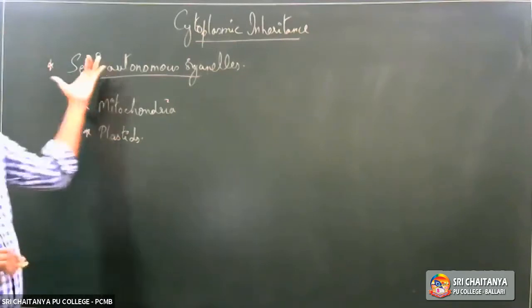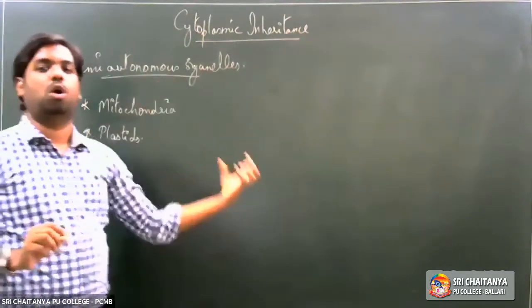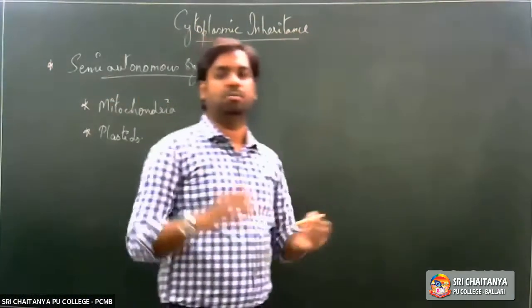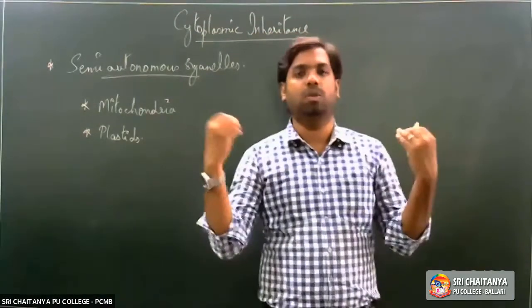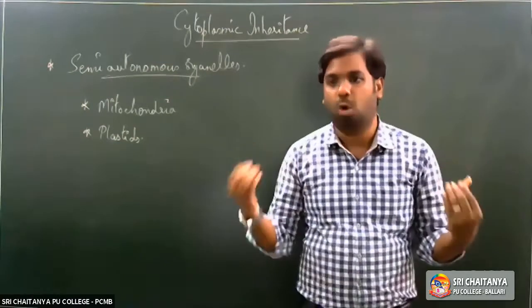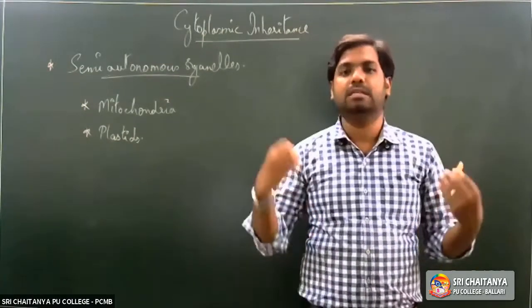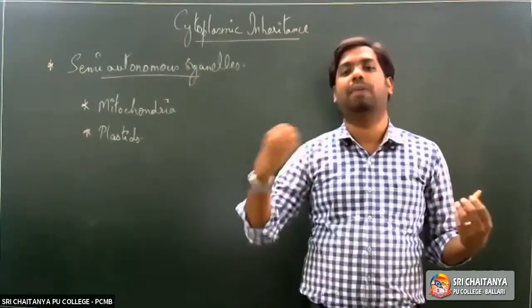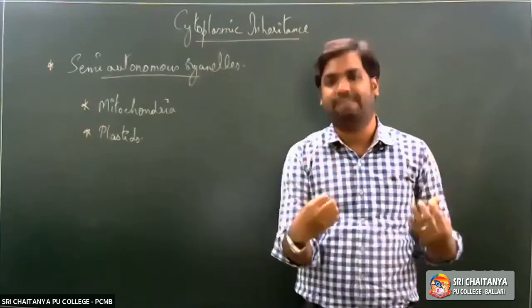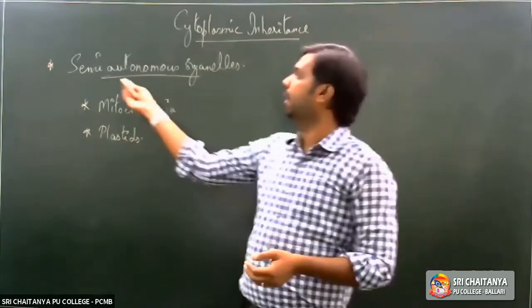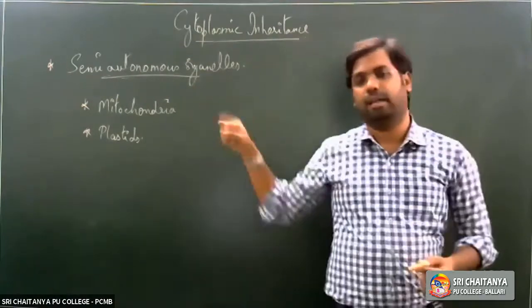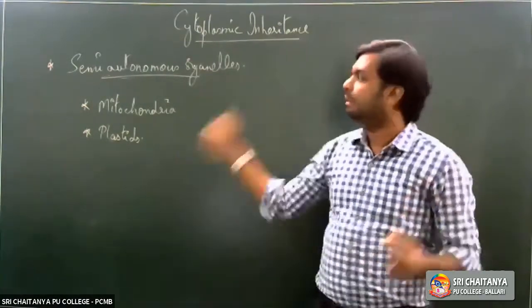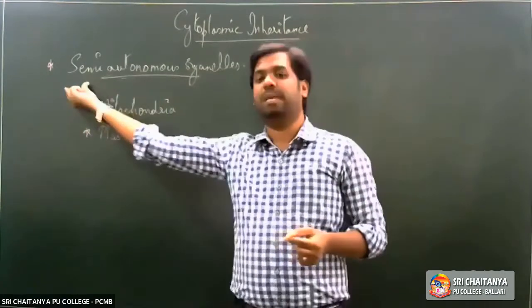Why do we use the term semi-autonomous here? When do we say an organelle is autonomous? When it has its own genetic material, its own DNA, and it is able to control or govern its functions by itself. That time we use the term autonomous organelle. Only one autonomous organelle we have, and that would be the nucleus, right? And here we are calling these two semi-autonomous.